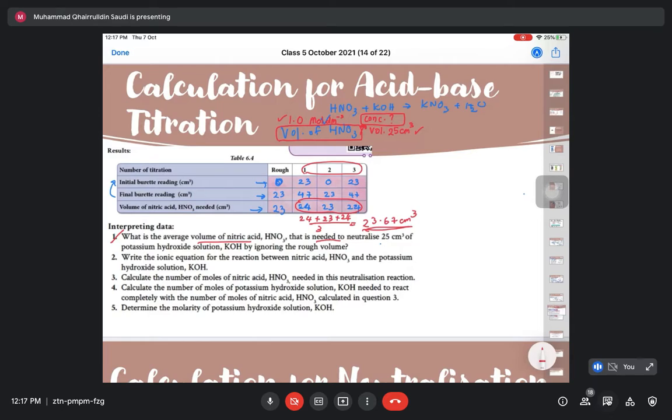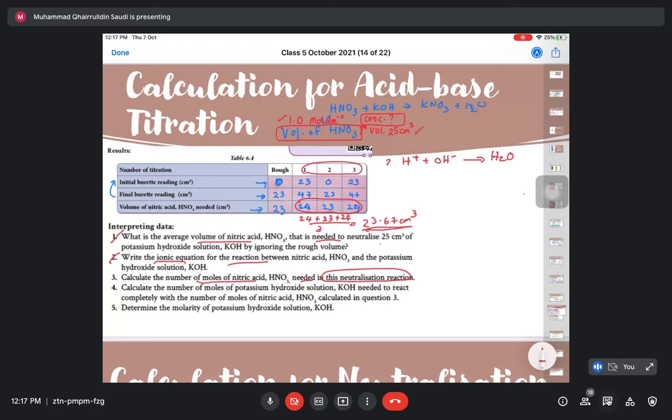Next one, write the ionic equation for the reaction. So, the ionic equation for neutralization will always be hydrogen ion plus hydroxide ions to get water. Okay, done. Calculate the number of mole of nitric acid needed in this neutralization reaction.